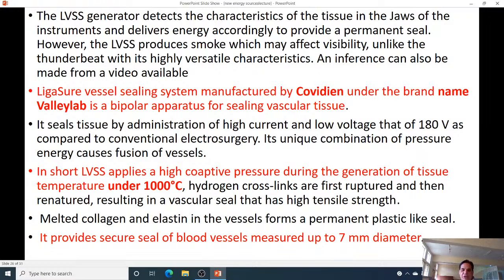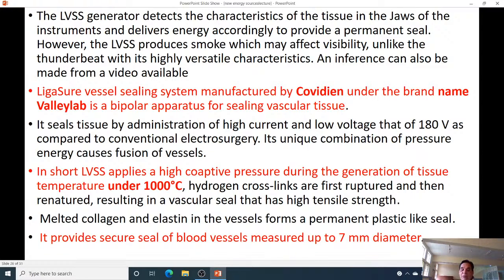This LigaSure system has a brand name, Valleylab. Valleylab is a brand name for LigaSure, and it is an apparatus for sealing vascular tissue. The company is Covidien. It is sealing due to high current and low voltage. Remember, all this is high current, low voltage for modern devices. The power goes up to 180 watts. In comparison to cryosurgery, electrosurgery, it is very high.